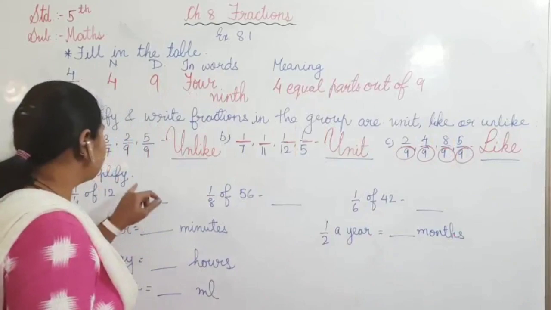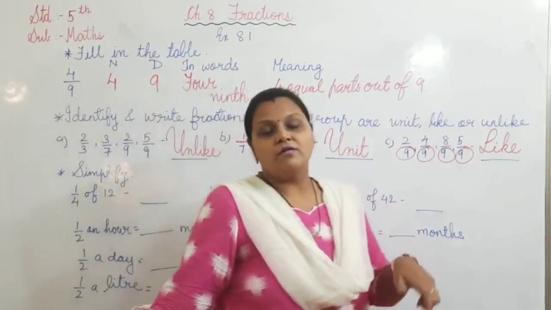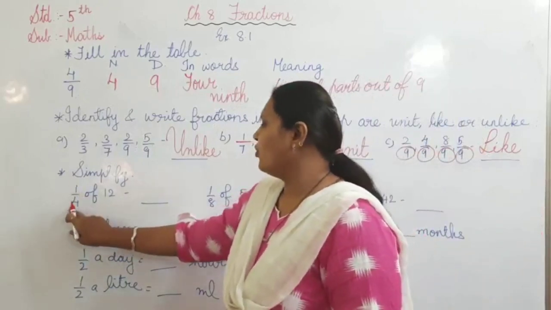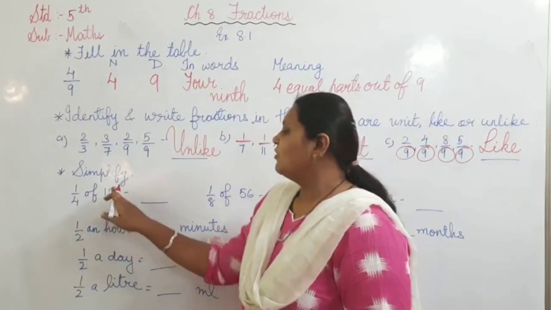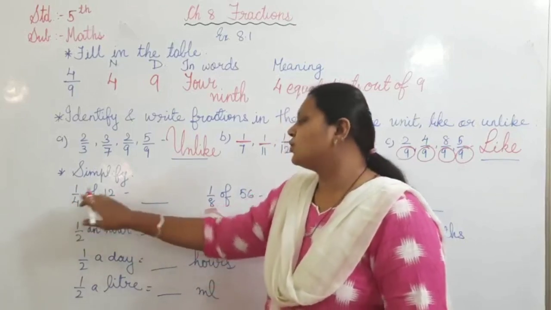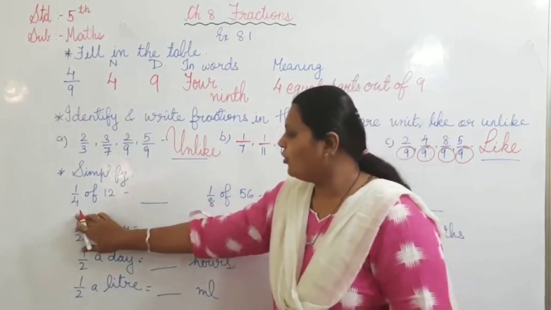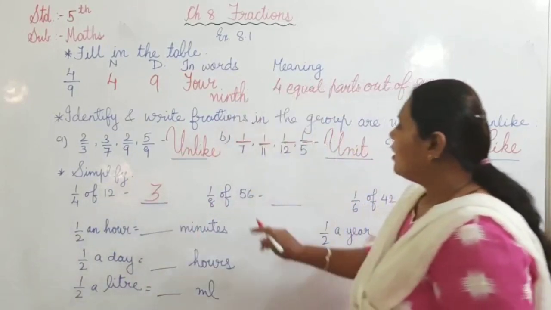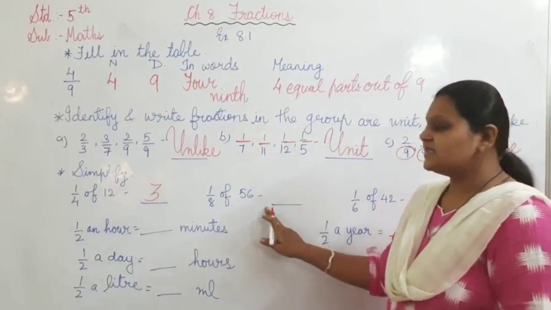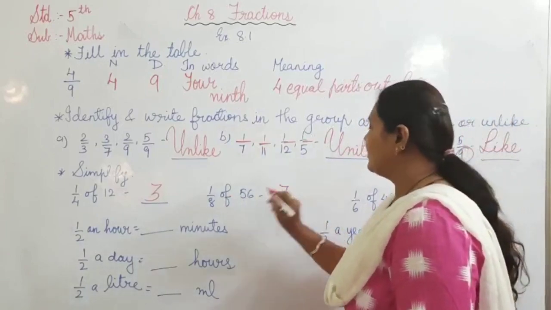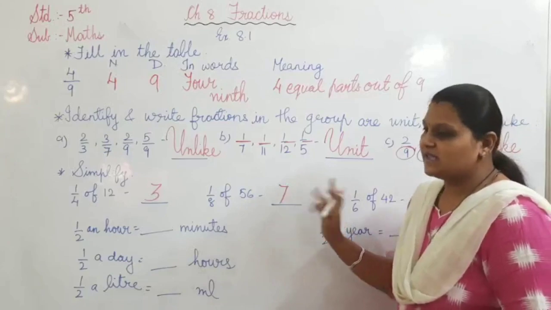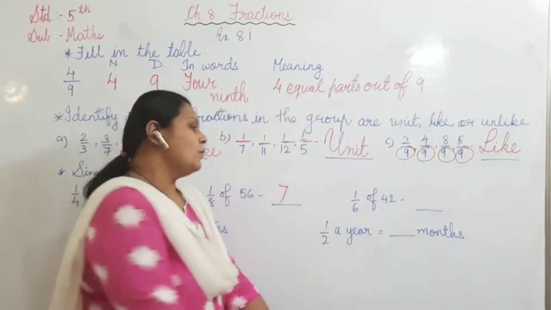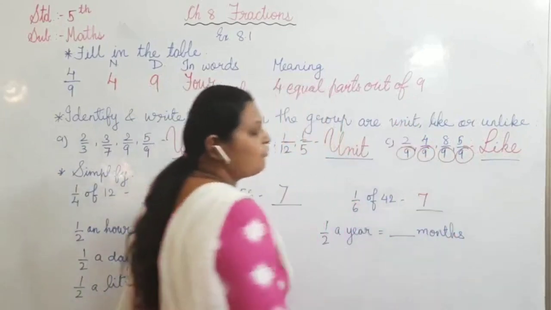Next is simplify. Here we have to do simplification of the given questions. 1/4 of 12 means we have to make 4 groups of 12. So, 4 3s are 12, so it is 3. 1/8 of 56. So, it is 7. We know 8 7s are 56. Next is 1/6 of 42. So, 6 7s are 42.